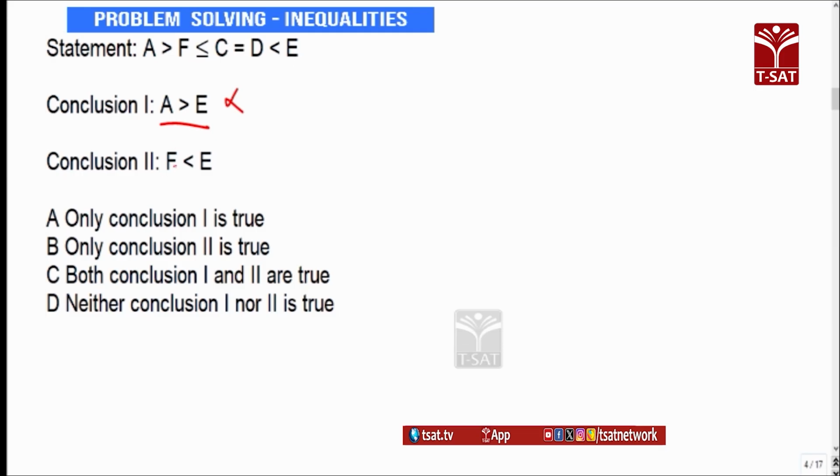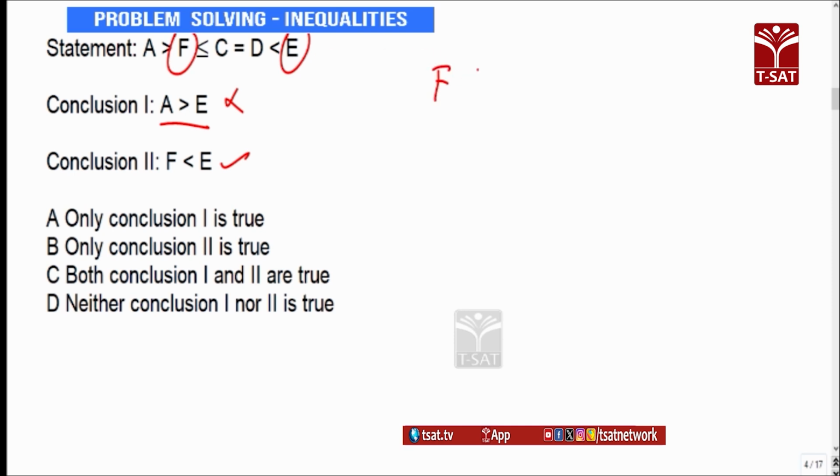In the second conclusion, F is less than E, or E is greater than F. See, I always focus on greater than, so that answer will become easy for me. E is greater than F. For example, E is here and F is here. Now I can say that E is greater than F. This follows 100%. Why? Because you take out this particular F, C, D, E.